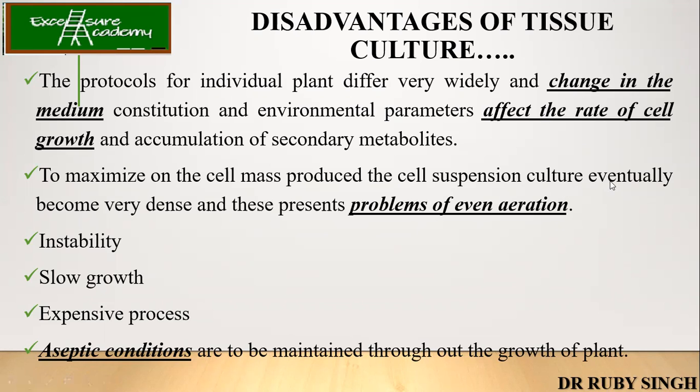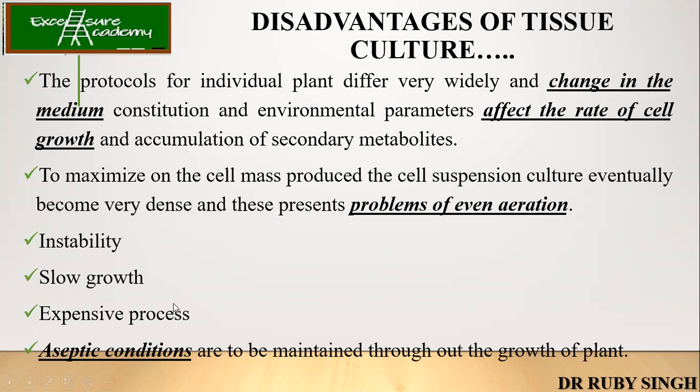So the problem over here is that if you're growing in the liquid conditions, the cells actually grow fast, and then it becomes dense. It means it becomes clouded. So there, the aeration won't be proper. Then you need to discard a few cells so that the other cells can survive. So there's always an instability.